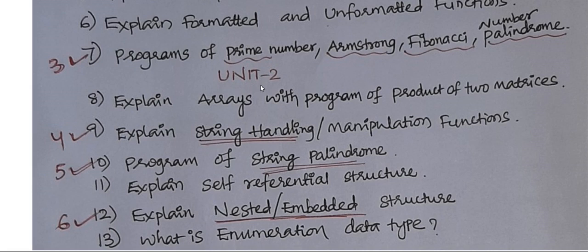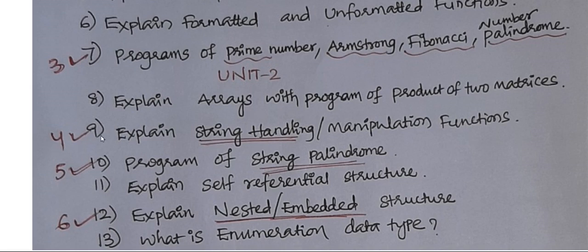Next, from unit 2, explain arrays with program of product of two matrices, multiplication of two matrices program. Compulsory. Many times it's asked. Okay, what's the array? Definition and types of arrays, one dimensional, two dimensional and program. If you have time, you prepare sum of two matrices also, no problem, but compulsory product of two matrices. Many times this question is asked.